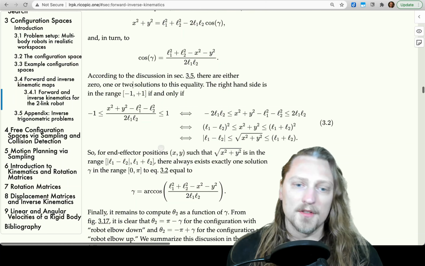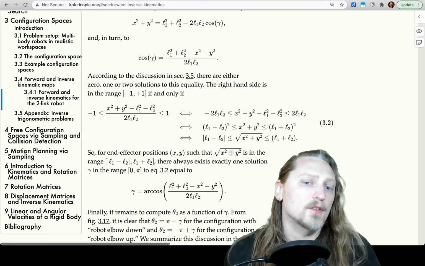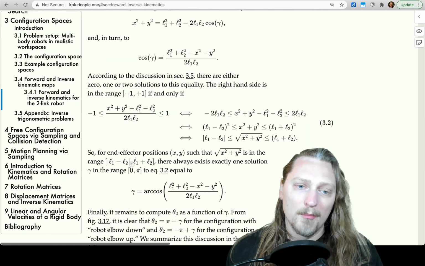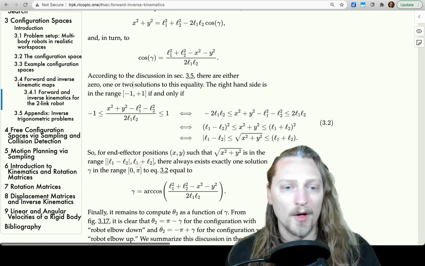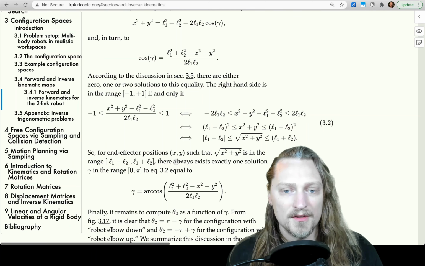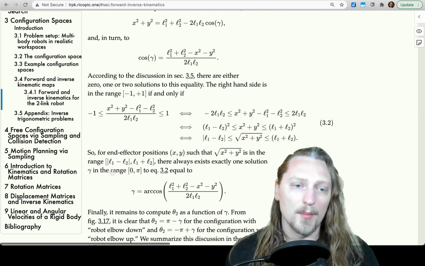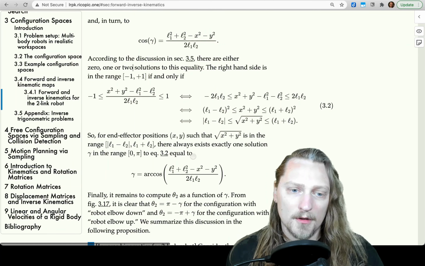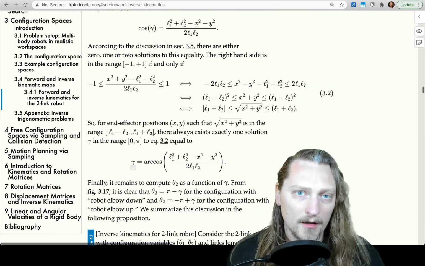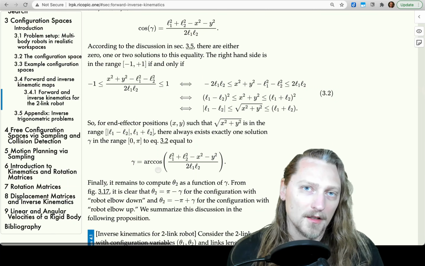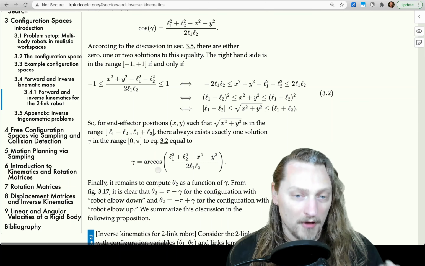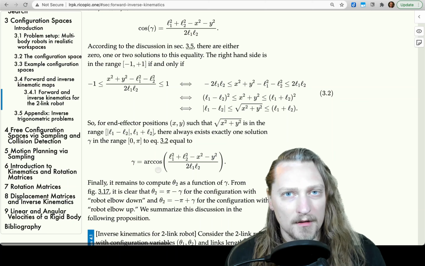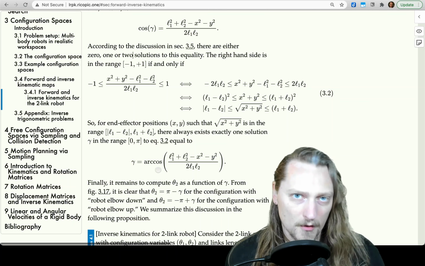So for end effector positions x, y, such that the square root of x squared plus y squared is in the range absolute value of L1 minus L2 to L1 plus L2, there always exists exactly one solution, gamma, in the range 0 to pi. So equation 3.2 gives gamma as the arc cosine. You just take the arc cosine, and if this solution exists, this will be the value of gamma in the range 0 to pi.